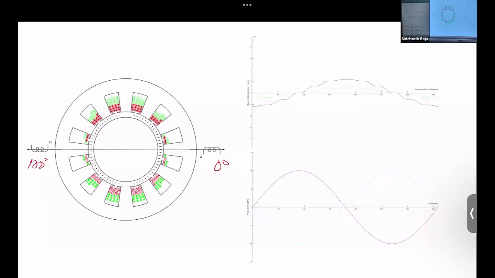So here you see the two waveforms. I have current, I don't know if it's visible. Oh, it's pretty visible. So you have the red waveform, which is the current going in the A phase. Let me call this A phase and let me call this B phase. And the green is the current going in the B phase, which is 180 degree phase shifted.